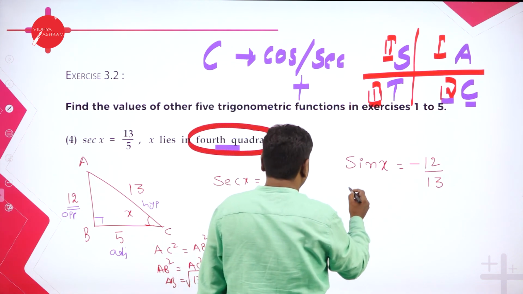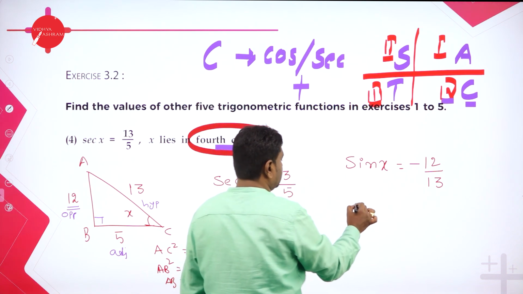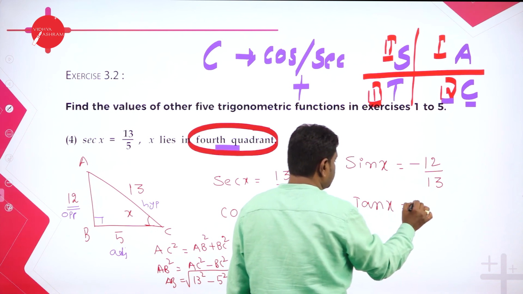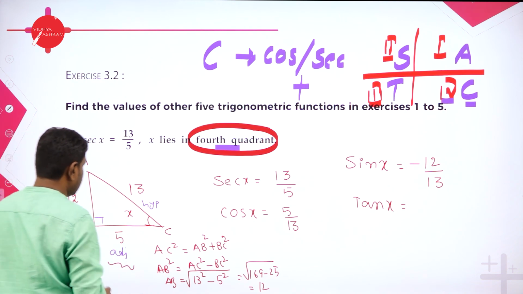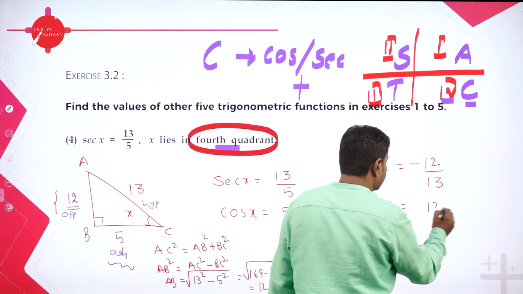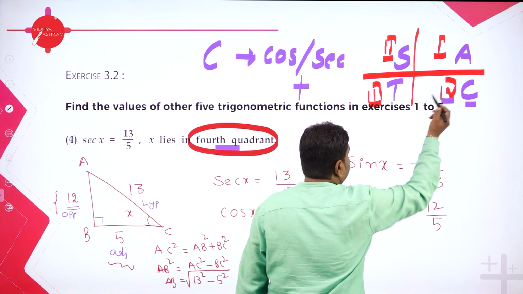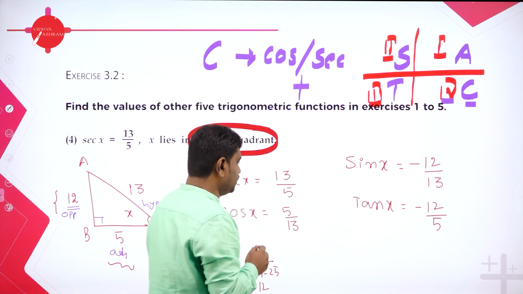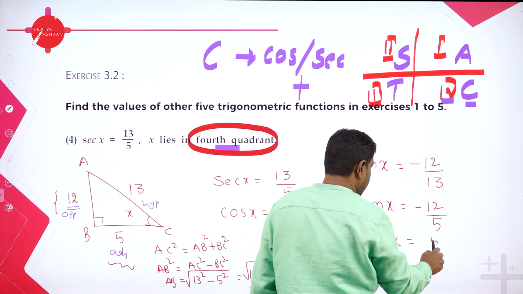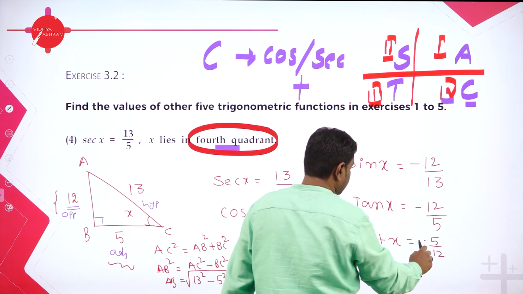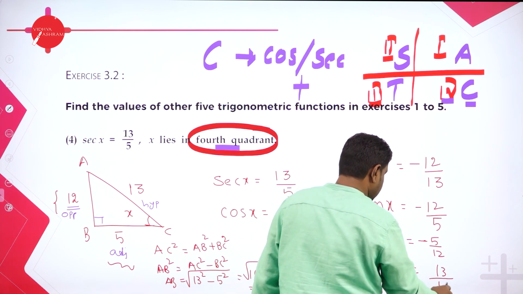Then we'll go for cos. Cos we already got as the reciprocal of secant. Sine, cos we have written. Then I'll go to tan. What is tan? Tan is opposite side divided by adjacent side, that is 12 by 5. Whether it is positive or negative, I have to take it as negative because fourth quadrant. Then cot, the reciprocal of tan, is 5 by 12 minus. Reciprocal of sine is cosecant. Cosecant x is the reciprocal, 13 by 12 minus.